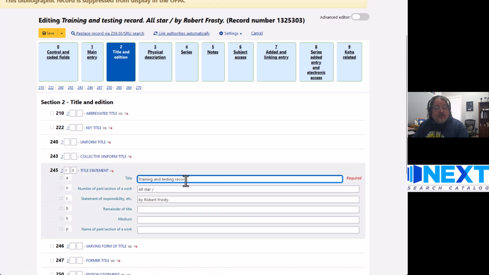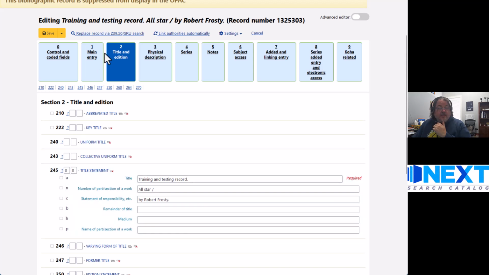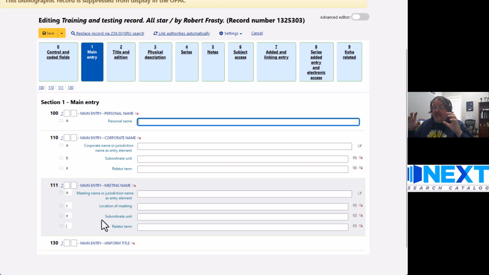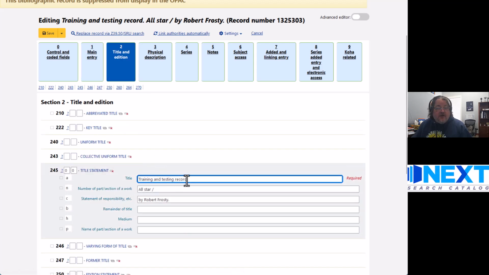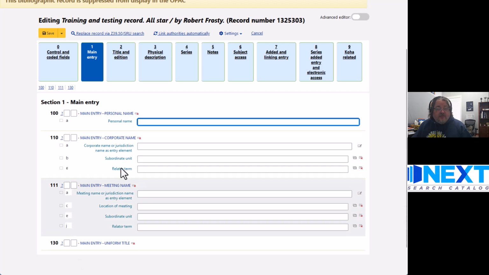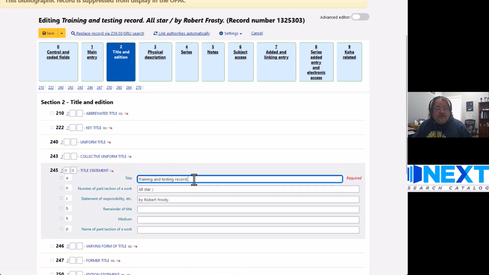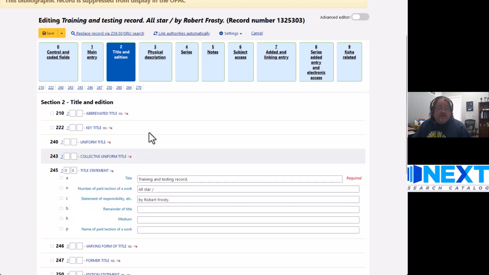Now the 200s, I'm only going to talk about the 245 field. And there are 2 indicators here. I talked about the main entry being the main card in a set of paper cards for a title, for a bibliographic record. So if there is no main entry, if all of these are blank, then the title becomes the main entry. And if the title is the main entry, the first indicator on the 245 should be a 0, indicating that it is a main entry.